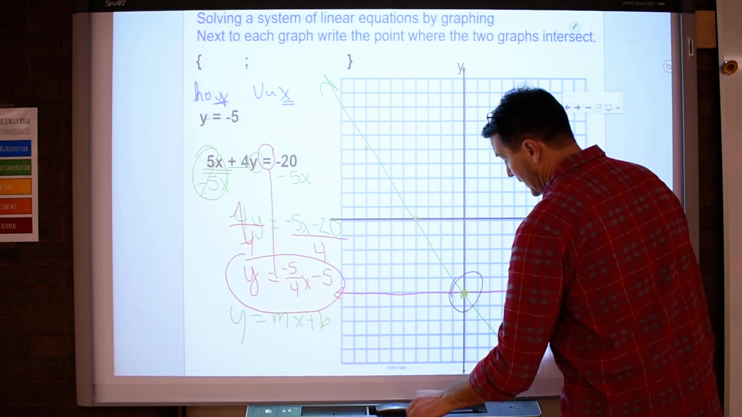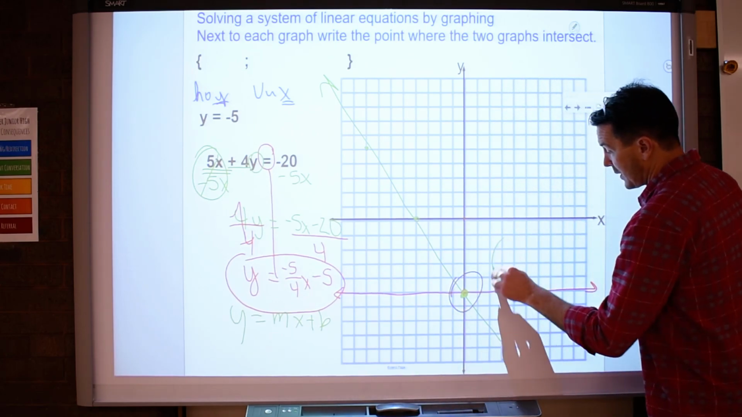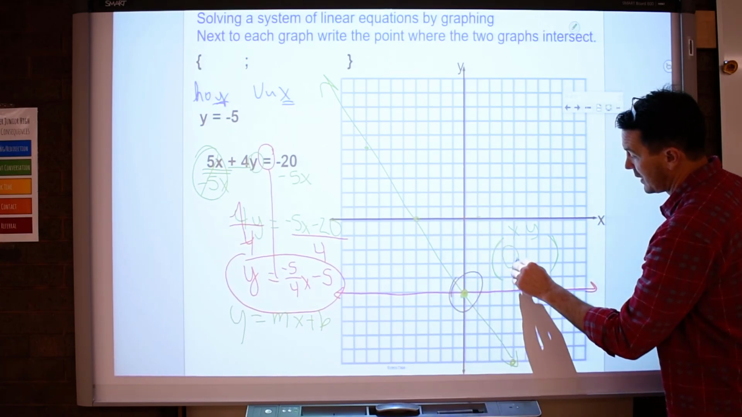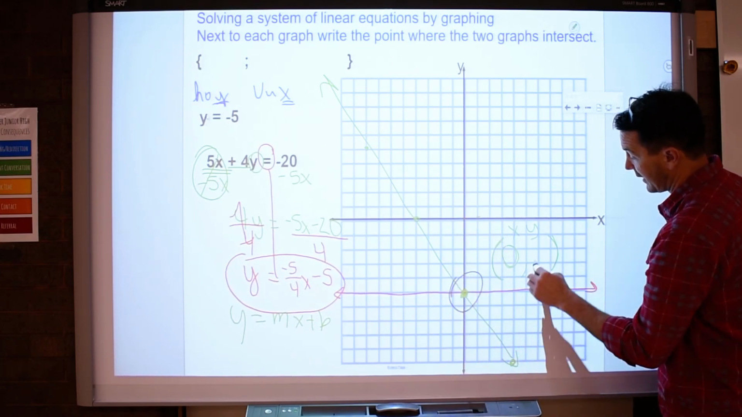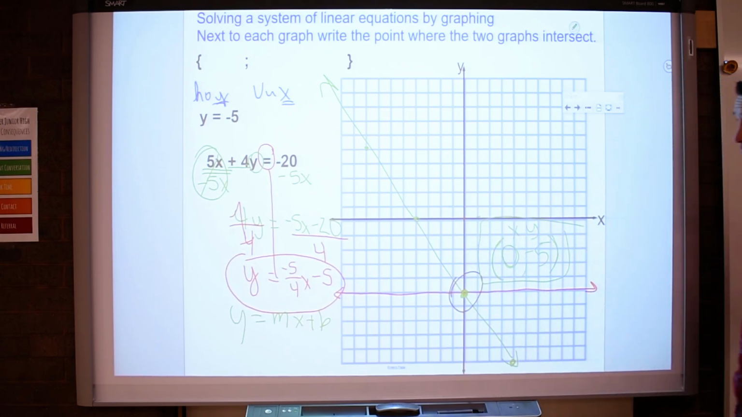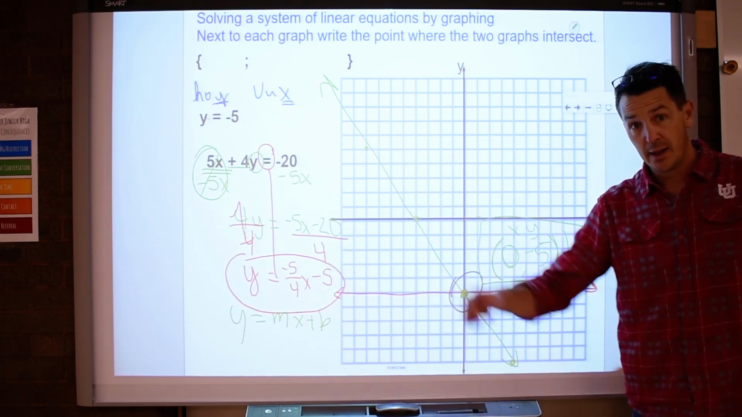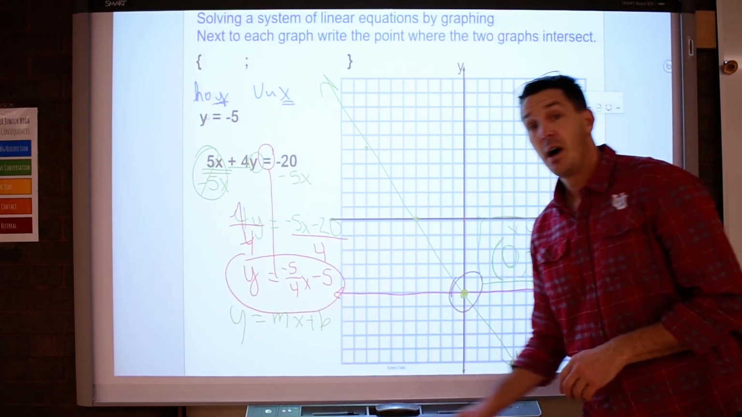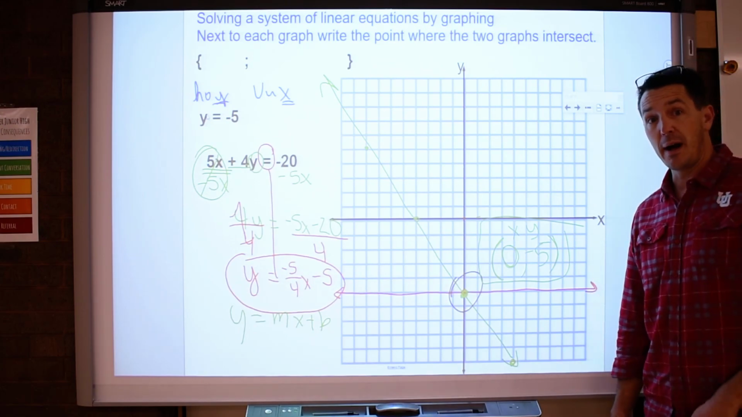This is the point. Remember, x and y. My x is 0, and my y is negative 5. And so this is the answer, the solution to both equations. If you wanted to check it, you could go back in and substitute it into the original equation to see if you got it right. All right, go ahead and try the problems, and we'll be back with another video.